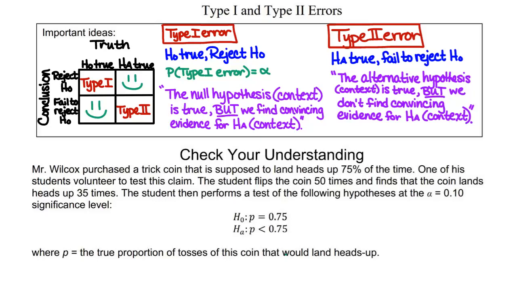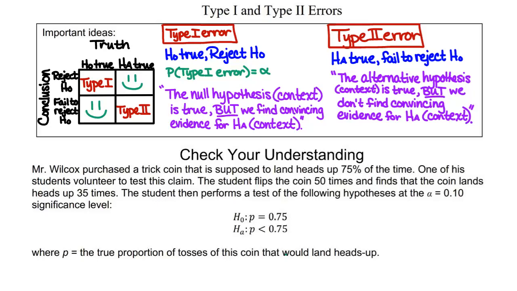All right, so we've got this nice little two-way table here. We have the truth of the situation up on top, so we have Ho is true or Ha is true. Then we have the conclusion that we reached from our hypothesis test over here on the left, to either reject or fail to reject. If the Ho is true, but we reject it, that's a type 1 error. If the Ha is true, but we fail to reject the Ho, that's a type 2 error.